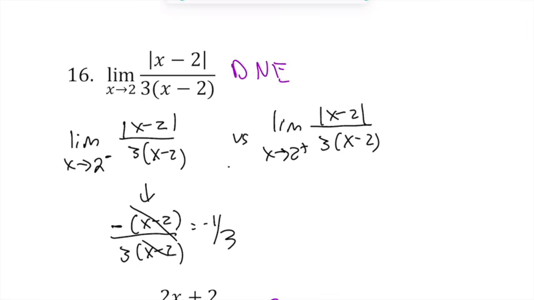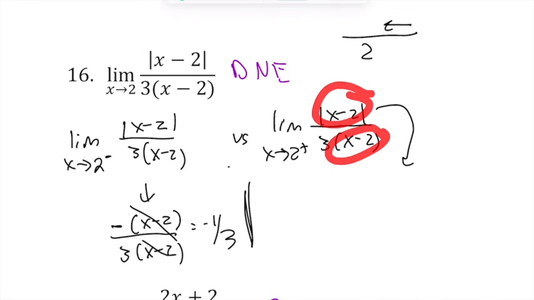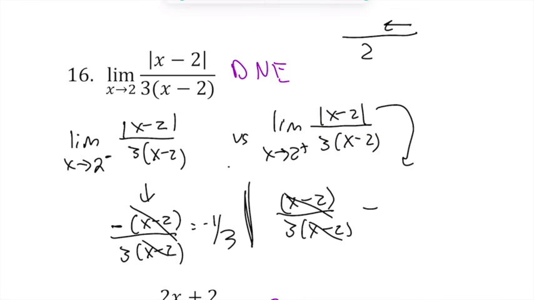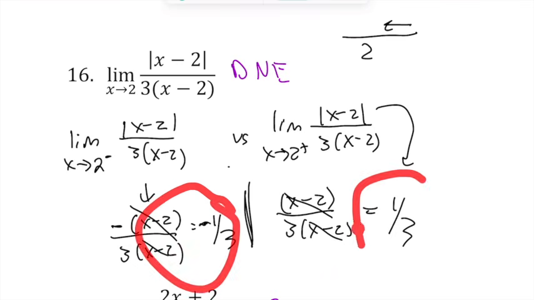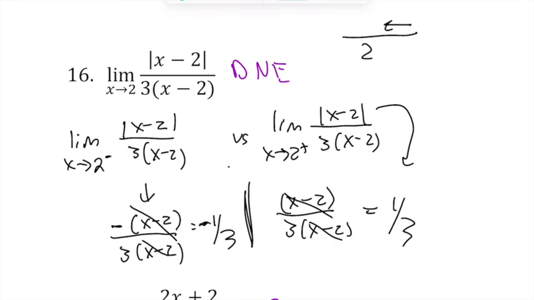And then versus this other one, this is the positive side because, again, you're approaching 2 from the right. So this number up top is going to be positive and positive. And again, you're going to cancel out and get 1/3. So these are two different limits. So from the left and the right, you're approaching negative 1/3 and 1/3. So the limit does not exist.